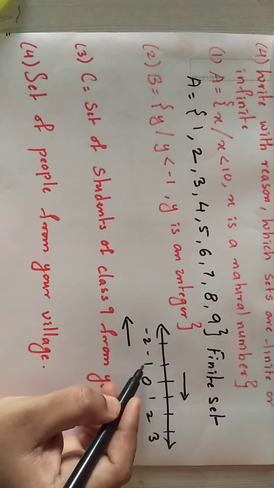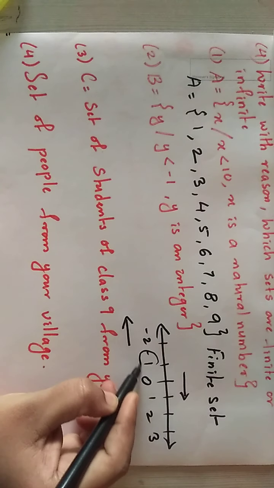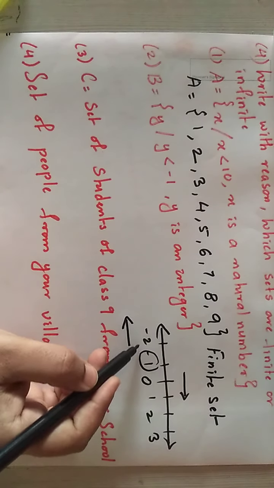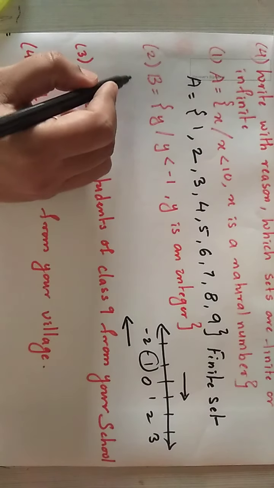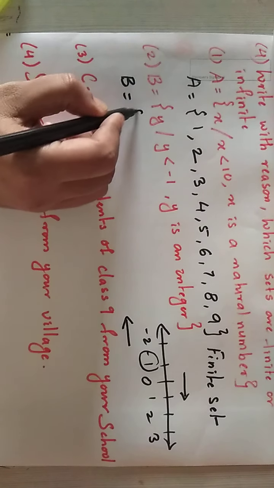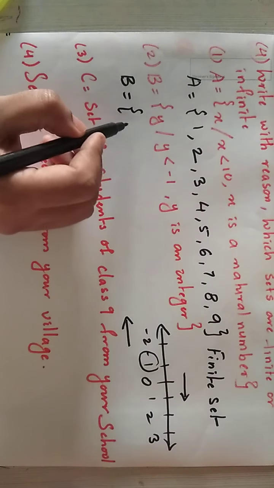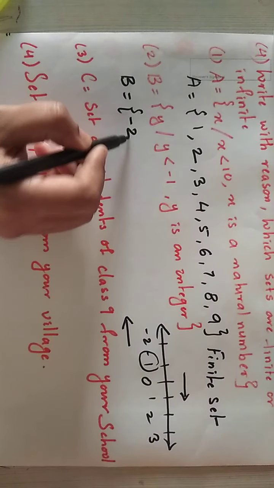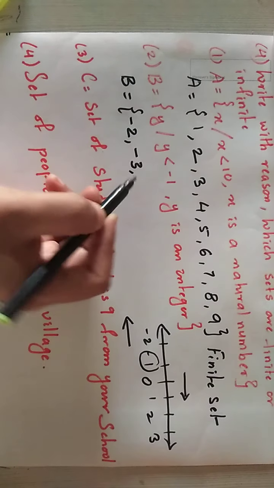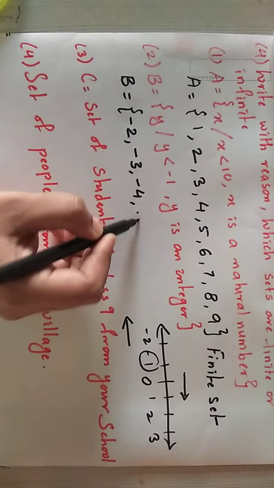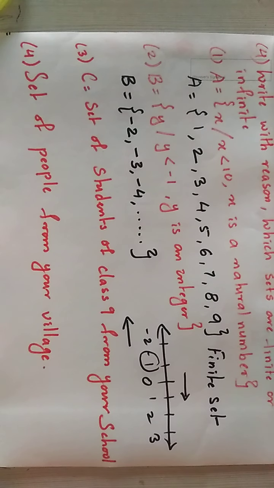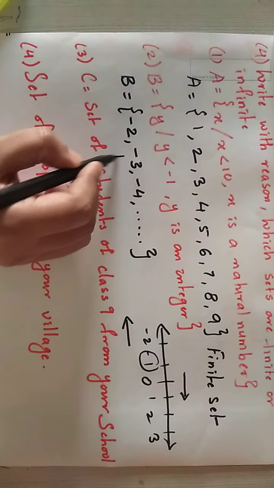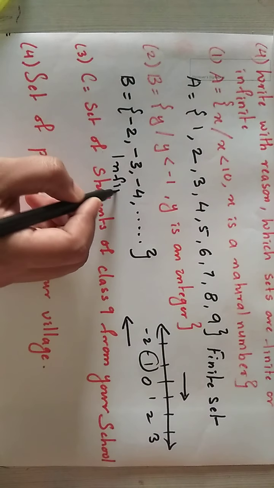When you go towards left, the number decreases. So if you need numbers which are less than -1, that means you need to jot down all the numbers which are on the left hand side of -1. So let's write down set B. Set B will have numbers -2, -3, -4 and so on till infinity. So if you observe, set B is an infinite set.